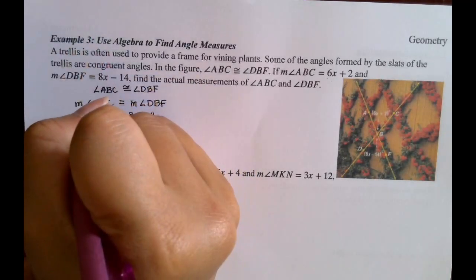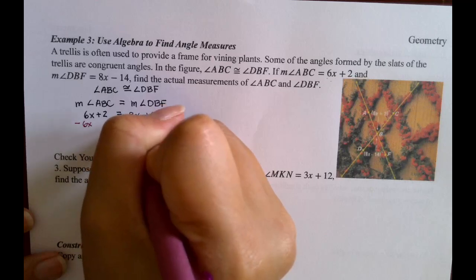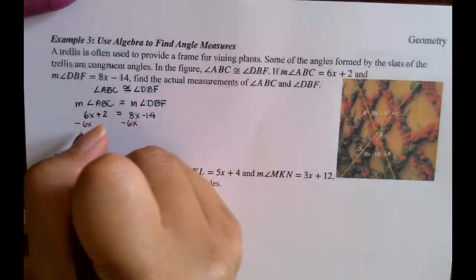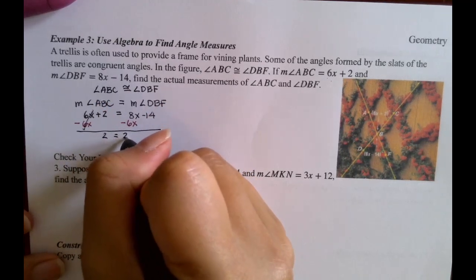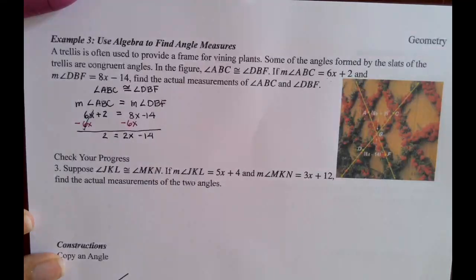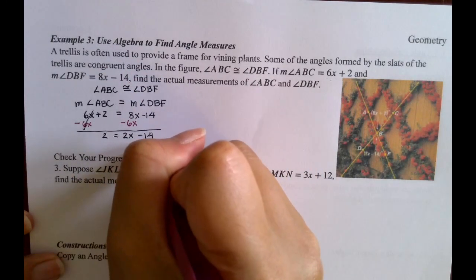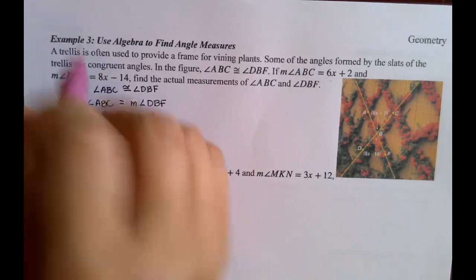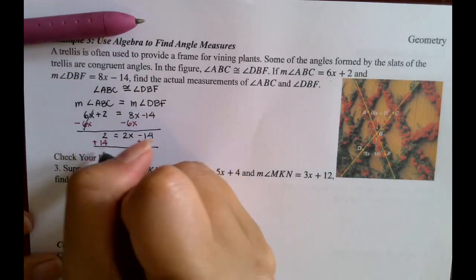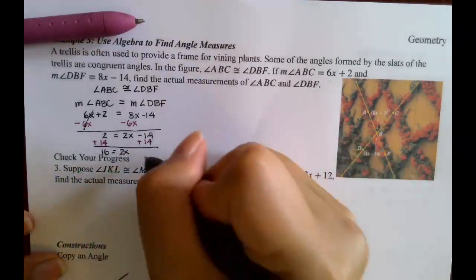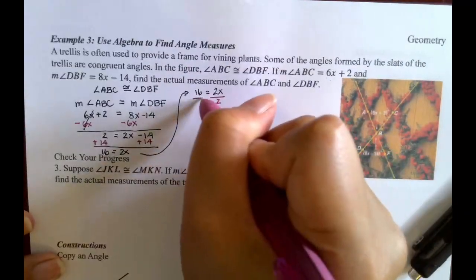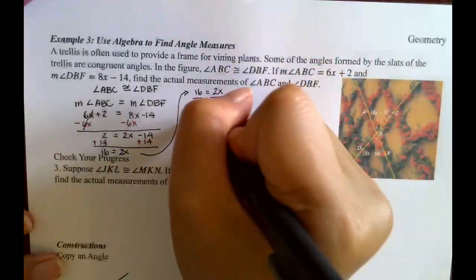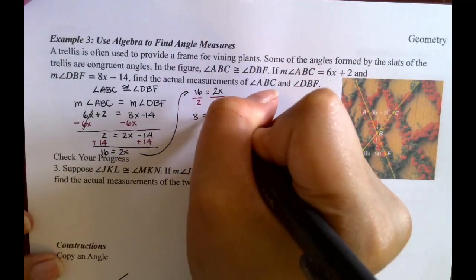Now I can solve for x. I'm going to move the x's to the same side. This gives me 2 equals 8 minus 6 is 2, so 2x minus 14. I'm going to move the minus 14 over by adding 14 to both sides. 2 plus 14 is 16 equals 2x. Running out of space, continuing up here. I'm getting rid of the times 2 by dividing by 2. And so I know that x equals 8.